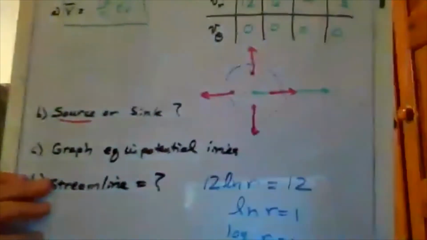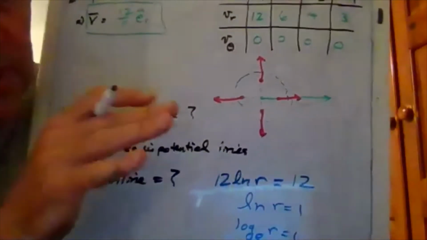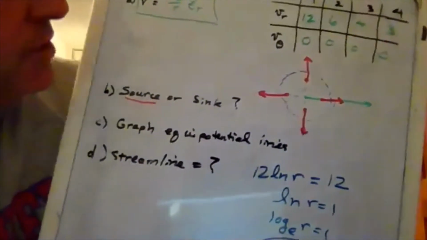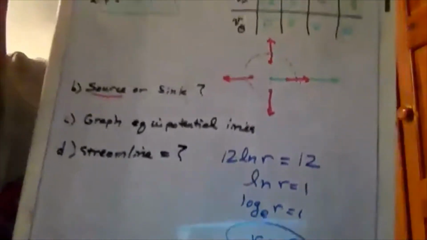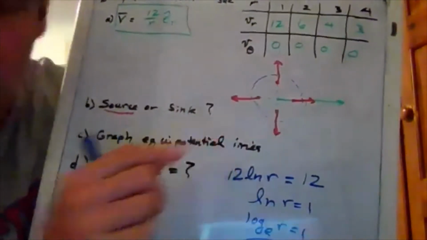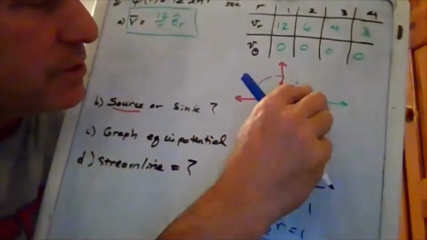And hopefully you remember that the equipotential lines are always perpendicular to the direction of velocity, so it seems to fit. Okay, finally, what would the streamlines look like? I'm going to go ahead and eliminate these red vectors.